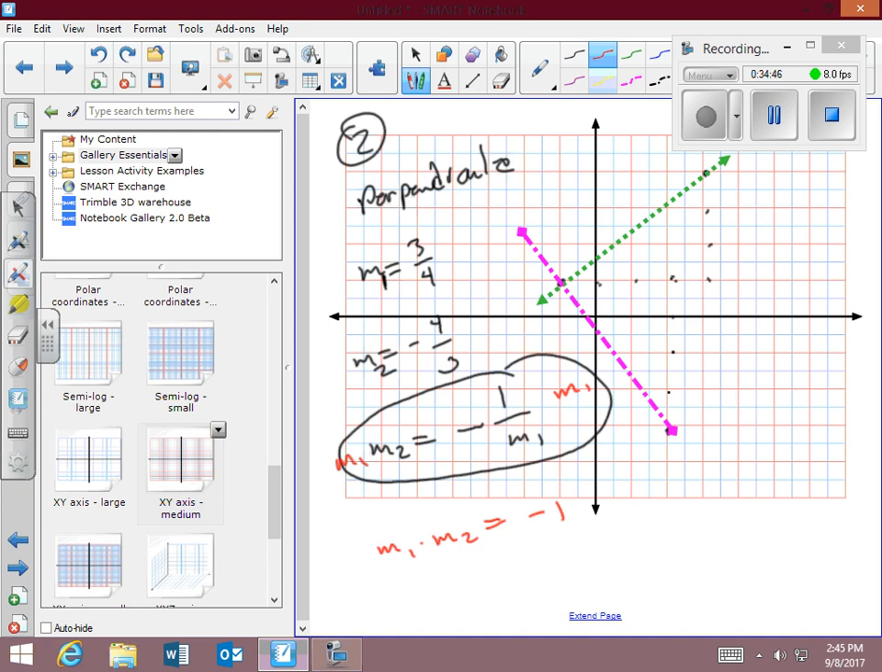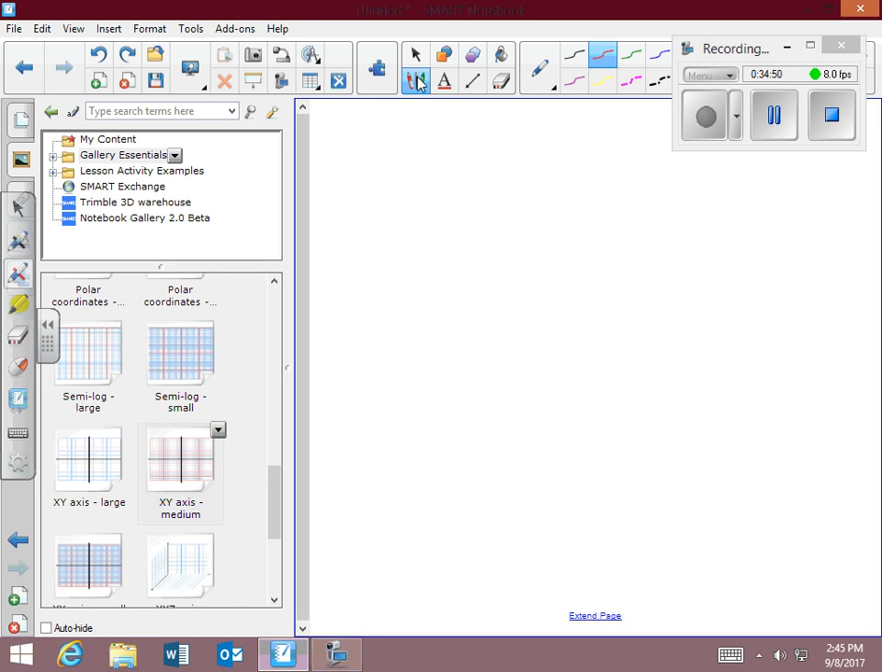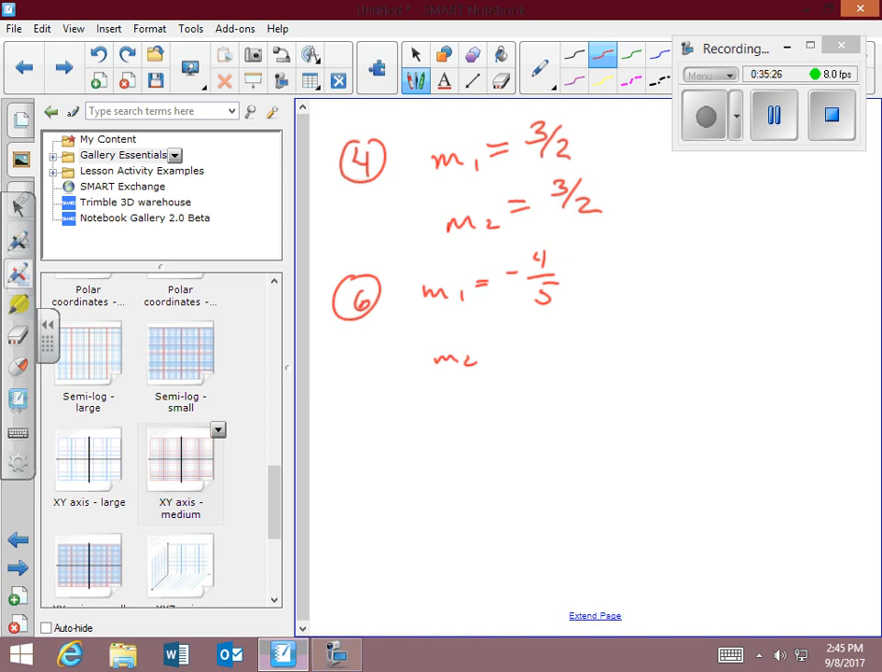So number 4. It says the slope of the line is 3/2. So a line has a slope of 3/2. It says, what is the slope of a line parallel to the line? M2 is what? 3/2, right? Equal slopes. Parallel lines, equal slopes. 6 says the slope of a line is minus 4/5. What is the slope of a line perpendicular? Okay, you change the sign from minus to plus, and you invert the fraction, right? Perpendicular lines.